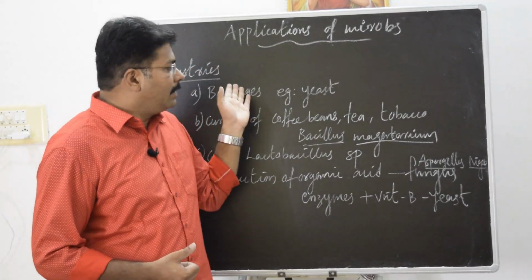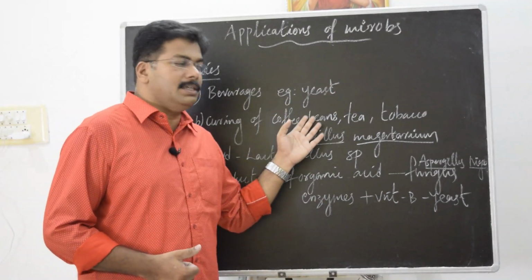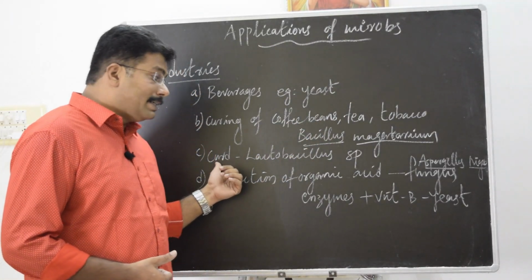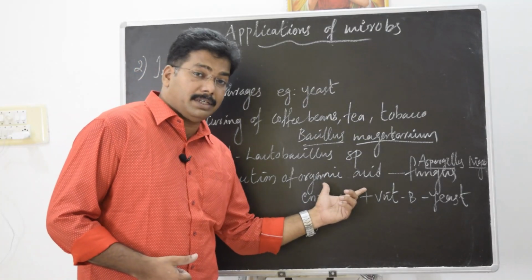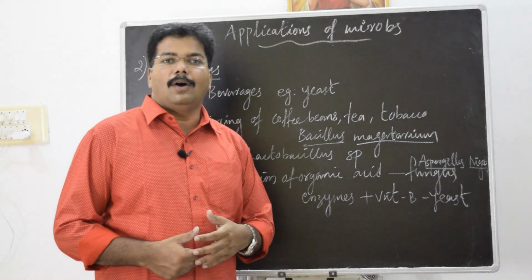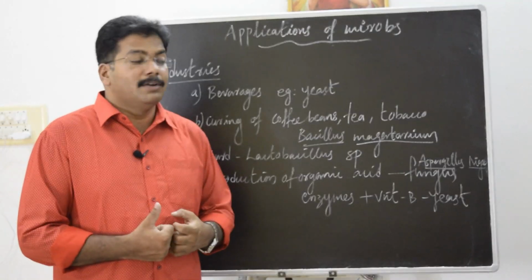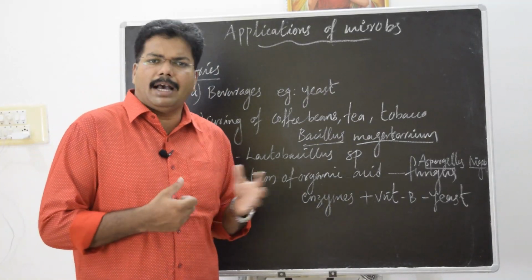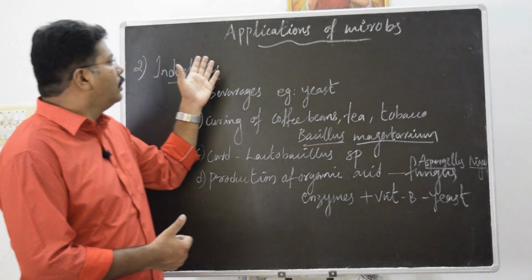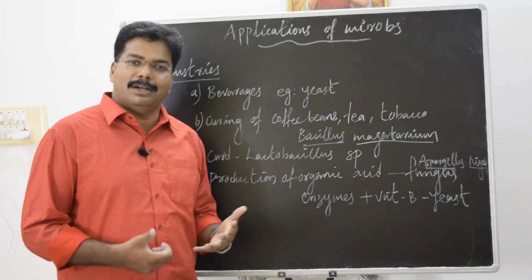So industrially, all these products like alcohol, tea, tobacco, coffee beans, curd, organic acids, enzymes, and vitamins are very precious things we can prepare with the help of microbes. They have industrial money value; you can sell them. That is how the second application of microbes in industries helps us make money out of it.